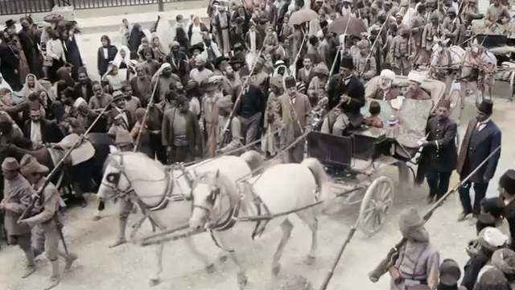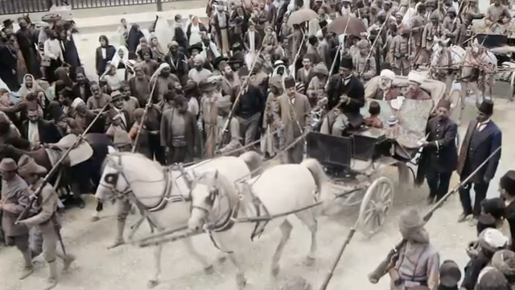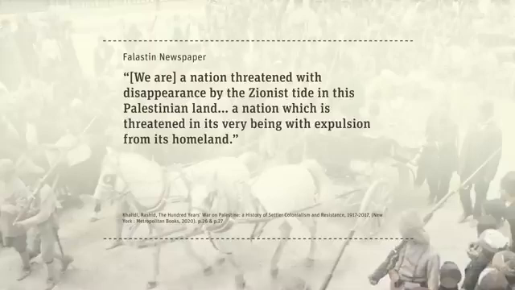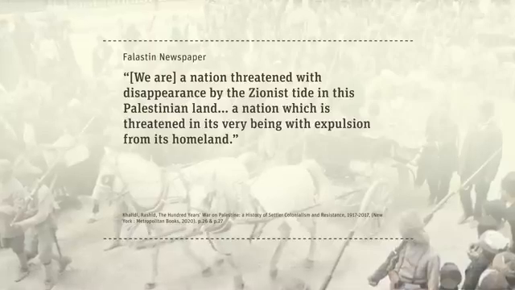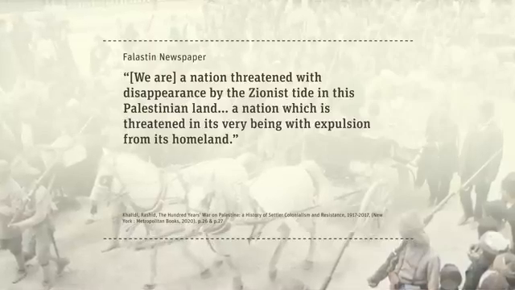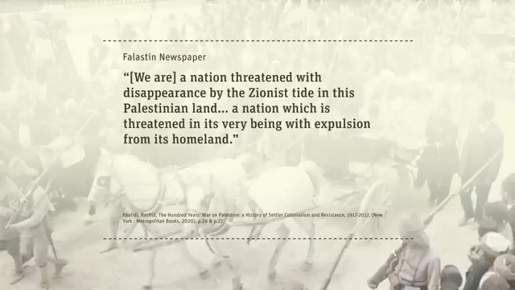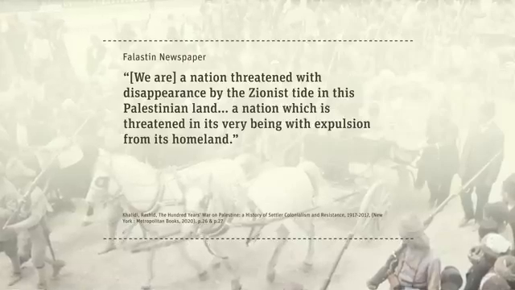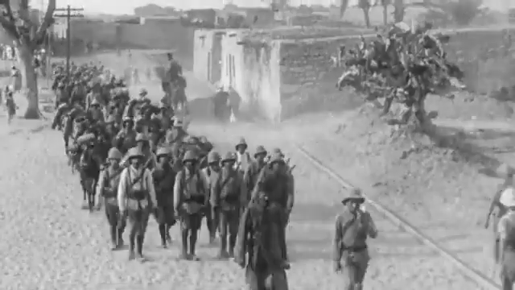Many Arabs felt otherwise, like the editors of the Philistine newspaper in 1914. "We are a nation threatened with disappearance by the Zionist tide in this Palestinian land, a nation which is threatened in its very being with expulsion from its homeland." So by 1914, 19th century European nationalism and anti-Semitism had caused some Jews to seek a new homeland in Arab-majority Palestine. The outbreak of the First World War stopped Jewish migration for a few years, but British wartime promises set the stage for more conflict.